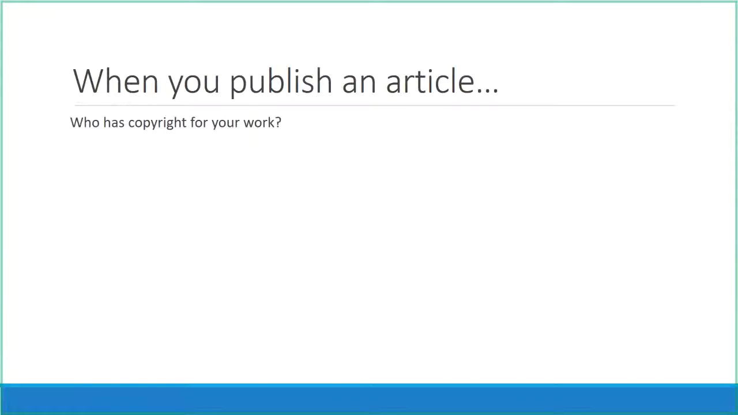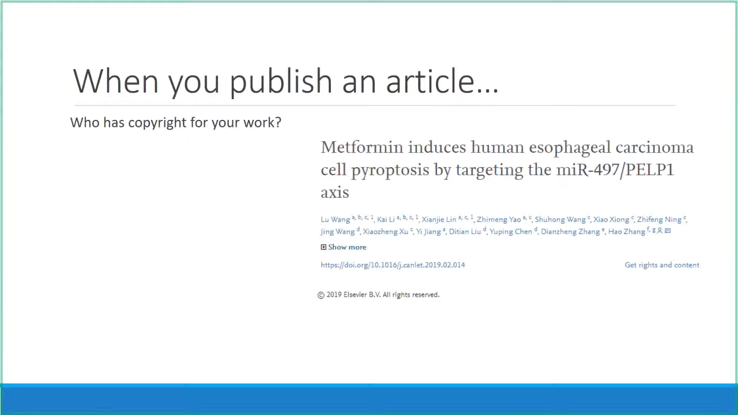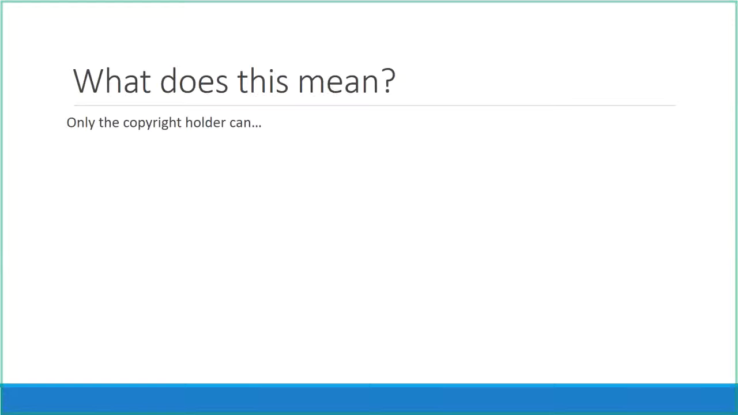So here I have 2 different articles, both published by Dr. Zhang. And this first one is published in BMC Medical Genetics. And as you can see from the information here, the copyright is the author's, so who originally had the copyright. This is an article published in Cancer Letters, and here the copyright belongs to Elsevier, all rights reserved. So what does this actually mean? It really depends on the agreement that you sign.